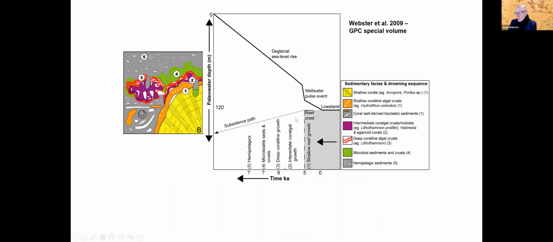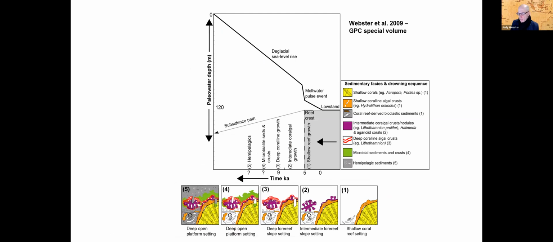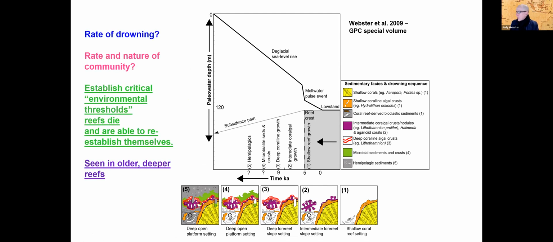And so just to give you the sequence of events, this is that same diagram, but broken down into a series of stages that show the sequence from shallow reef growth through to this whole range of intermediate to deep open platform and much deeper sequences. You can see this range of corals to algae and microbialite sediments down to hemipelagics. And that allows us to think about drowning, the rate and nature of community changes, the environmental thresholds, and so on. And we see this same sequence in the successive, deeper reefs.